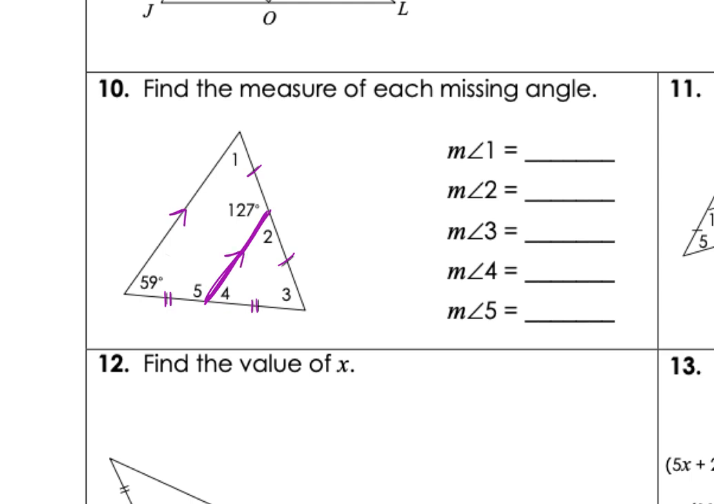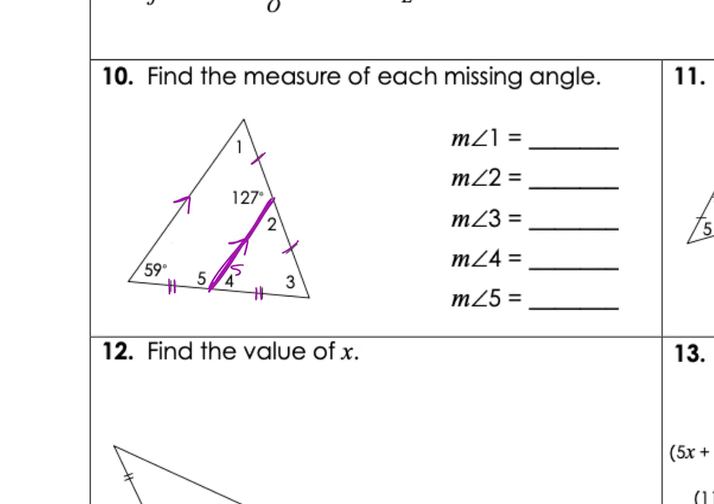What do parallel lines get us? Corresponding angles. Yes, so if this gets us corresponding angles, which angle do you know? 4 is what? 59. Yes, 4 is 59. Those are corresponding. So angle 4 is 59 degrees. What else do we know right now?